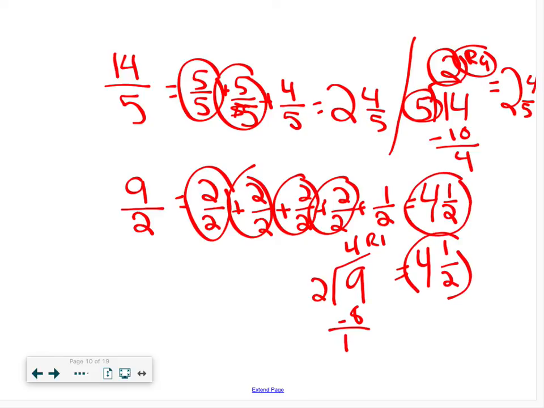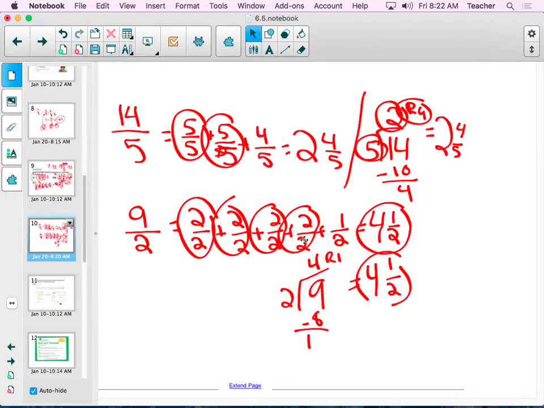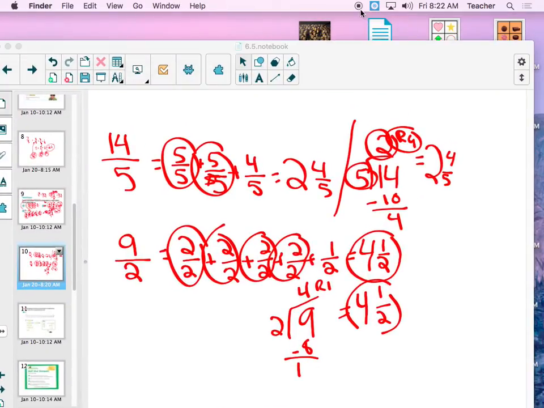If you want to practice some, you could just make up any improper fractions where the numerator is bigger than the denominator and then practice that way. Okay? All right. Thank you. Hopefully you have a better understanding of improper fractions.